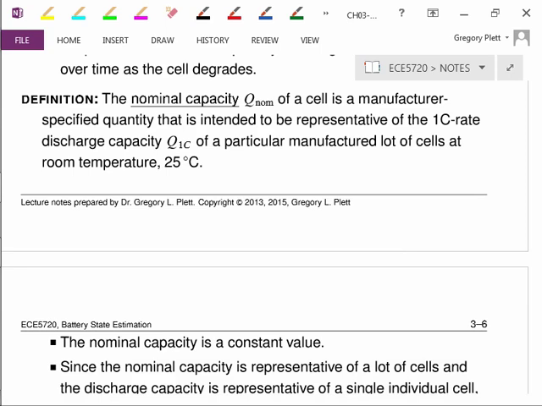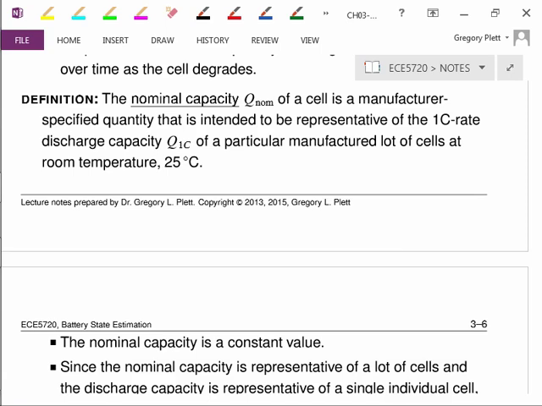So if I purchase 100 cells of the same type, they will all say the same capacity number on the side of the cell. Maybe it's 10 amp hours. But in fact, they will all have slightly different capacity due to manufacturing variations and variabilities and whatnot. So the nominal capacity is just kind of a number we use for rough back-of-envelope calculations to determine if a cell is going to meet our design needs. It's not anything specific about one particular cell that you might purchase.